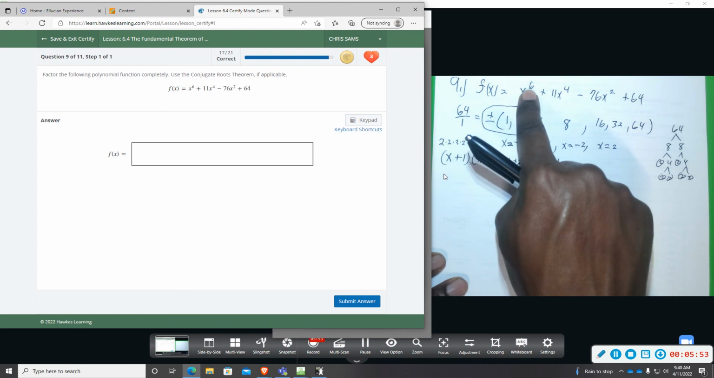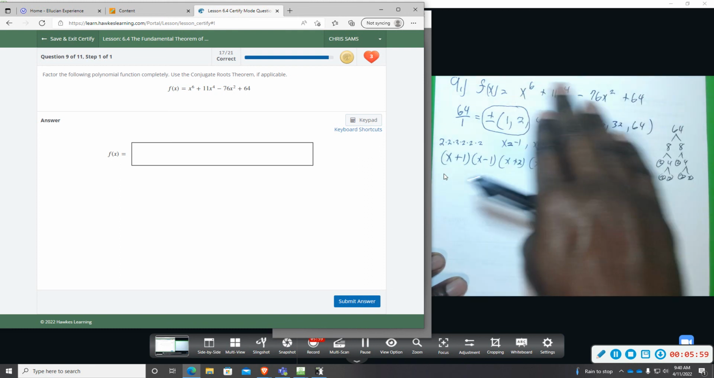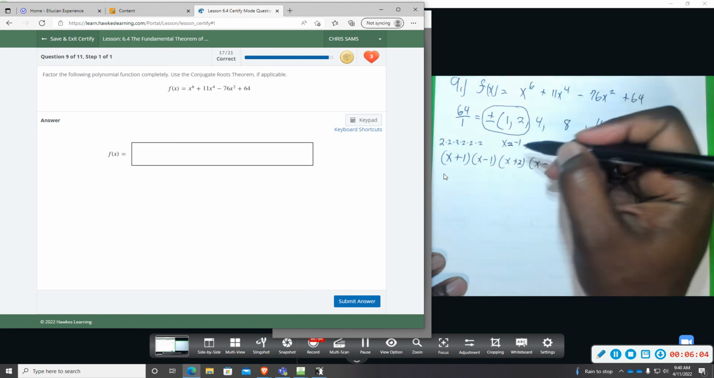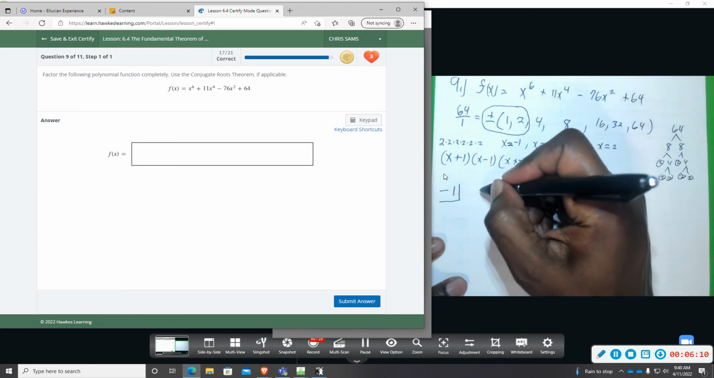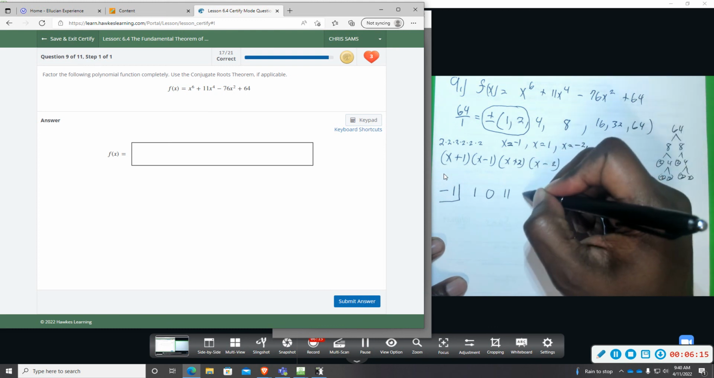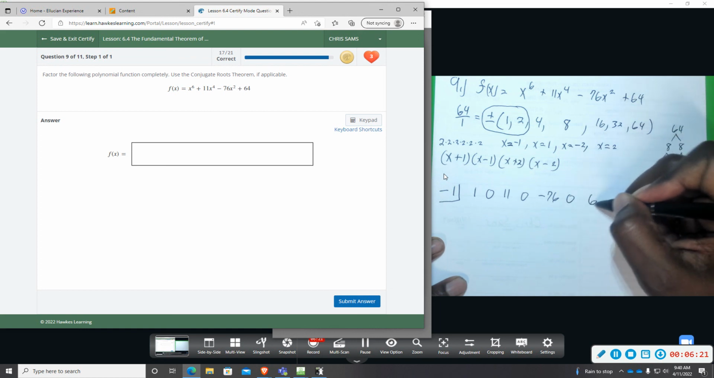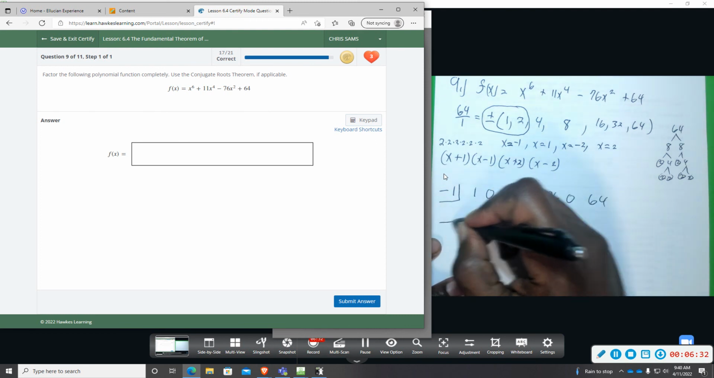So we have a 6, we're missing 5, we got a 4, missing 3, got a 2, missing 1, and then 0. So I got a lot of missing terms, 1, 2, 3 of them. So I'm going to do negative 1 first. Negative 1 is going to be the first number in my box, and I'm going to list my coefficients. 1, 0, and then 11, and then 0, and then negative 76, and then 0, and then 64. So that is my 6th degree, 5th, 4th, 3rd, 2nd, 1st, 0. 6, 5, 4, 3, 2, 1, 0. So here's all my terms.